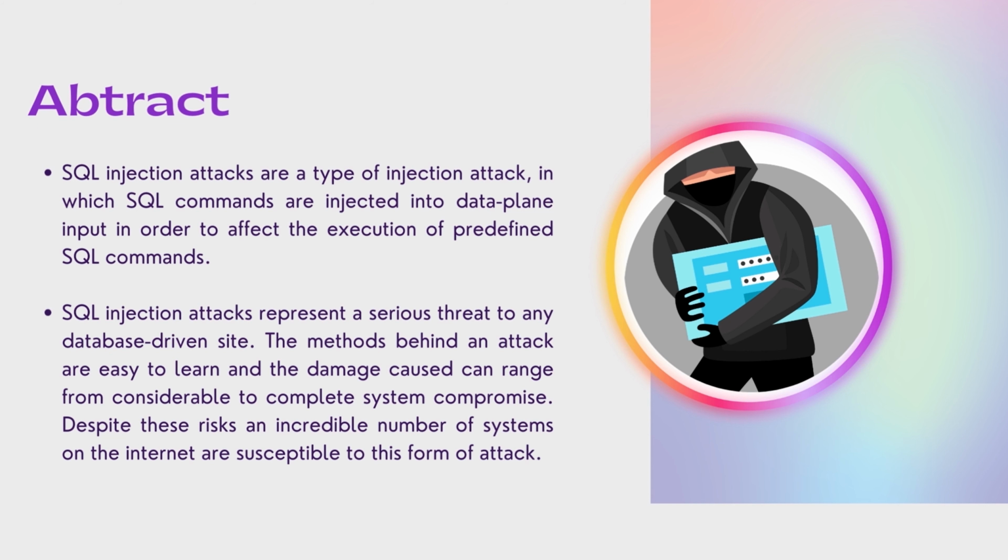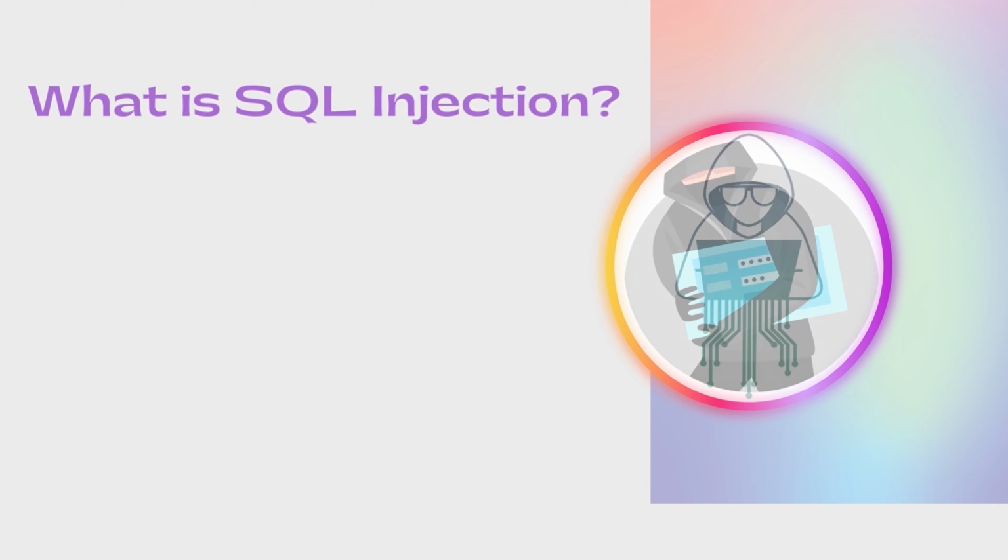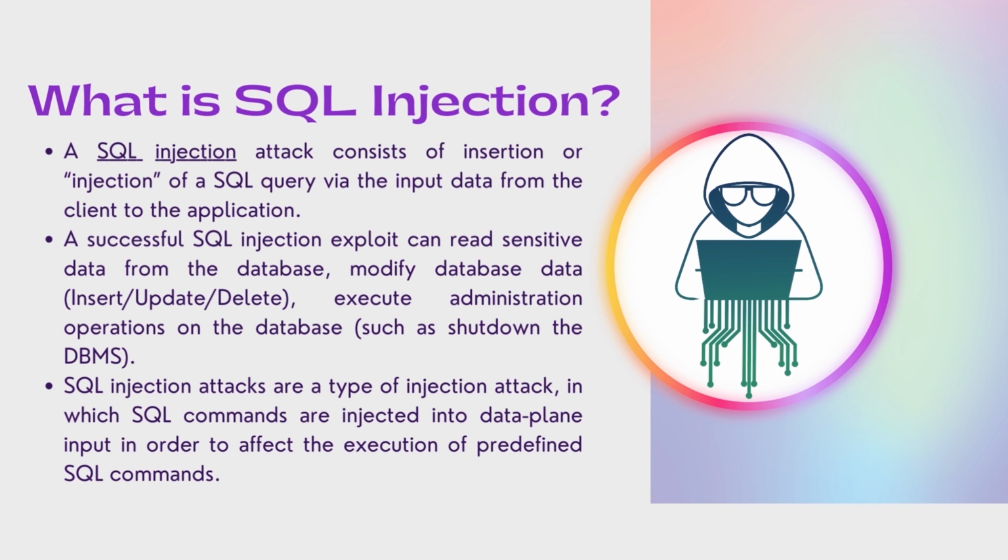So, first of all, we will talk about what SQL injection is. Basically, SQL injection is a type of cybersecurity attack where malicious actors exploit vulnerabilities in web applications by inserting malicious SQL code into input fields. These attacks target the application's underlying database, enabling the attacker to access, modify, or delete sensitive data. SQL injection is one of the most common and devastating web application vulnerabilities.